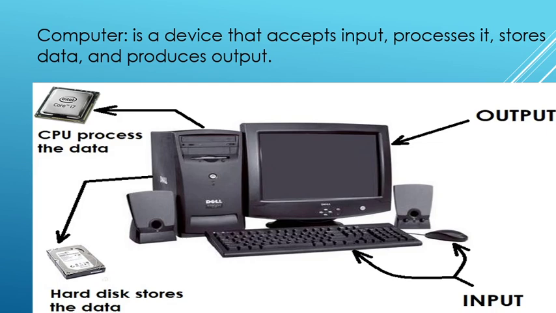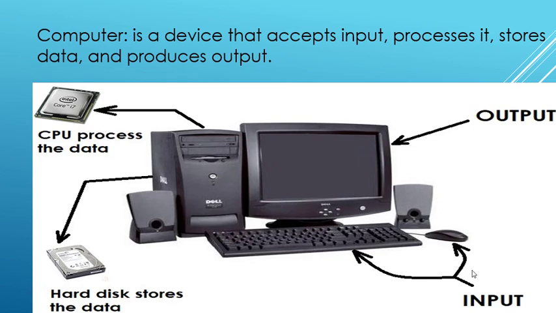What is a computer? I think most of you know. A very simple definition is that a computer is a device that accepts input, processes it, stores data and produces output. This is a very basic definition of how a computer works. So through this diagram, I'm going to show you how it works.